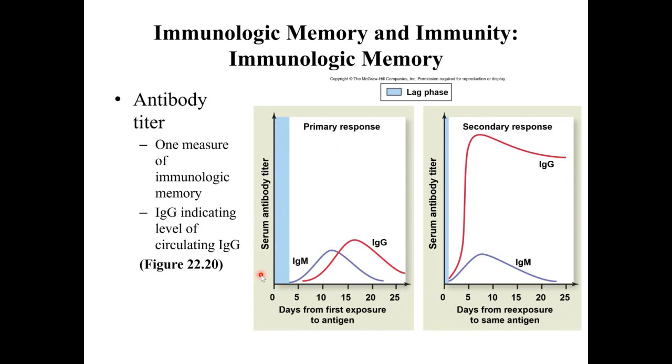We've got those memory cells. And those memory cells remember the whole first week's process already. And there's a bunch of them, not just one. So that on the secondary exposure, the secondary response, look how much faster it goes up. We get exposed, one day, boom, we're starting to make antibodies. And then not only do the antibodies increase faster, but they go to a much higher level and they stay high for a lot longer time.